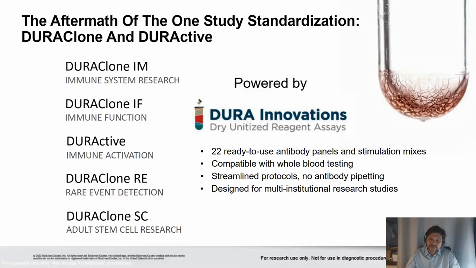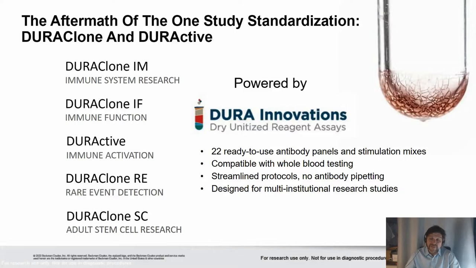So with this technology, we have developed 22 catalog products that run under the brand of DURAClone. These are, as you see, ready-to-use products, antibody panels, stimulation mixes, where we have made sure that they are not only compatible with pre-enriched cell suspensions, such as PBMCs, but also compatible with whole blood, so really the native materials.